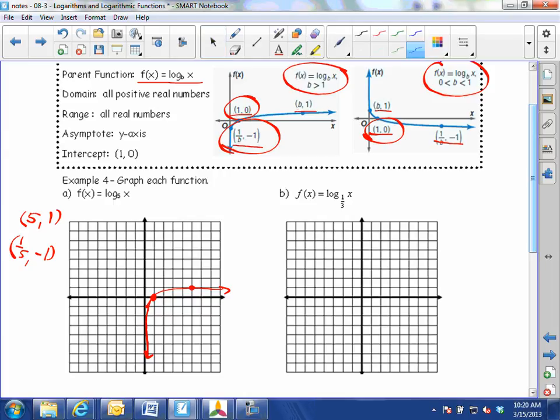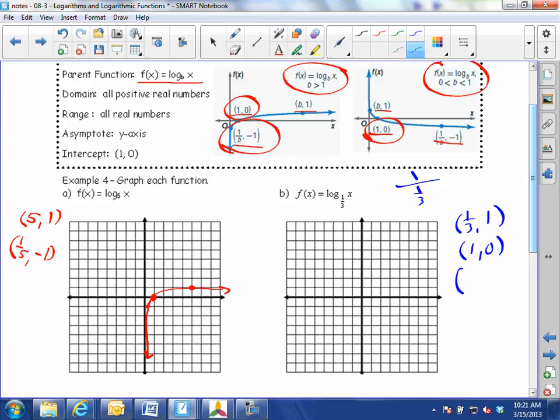All right, with this one, since b is a fraction, which way is it going to curve, up or down? It's going to curve down. Okay, I know it's going to go through b, 1. So we have 1/3, 1. I know it's going to go through 1, 0. And 1 over b, what's 1 over 1/3? 1 over 1/3 is 3. Well, times by 3, but we can just think of this as the reciprocal, right? So what's 1 times 3?